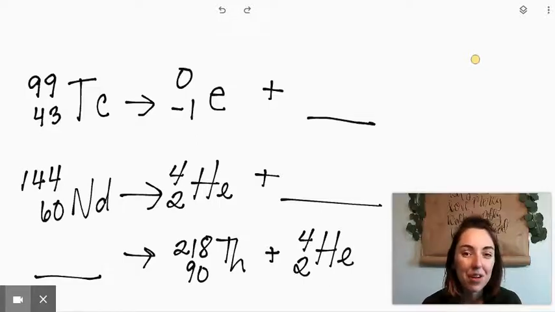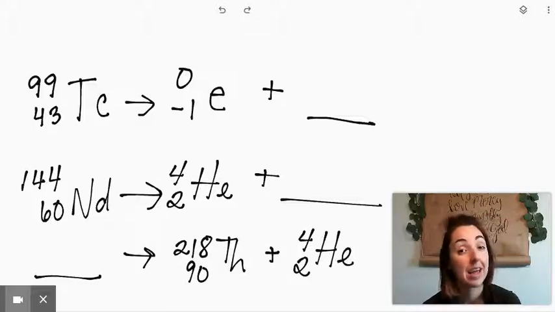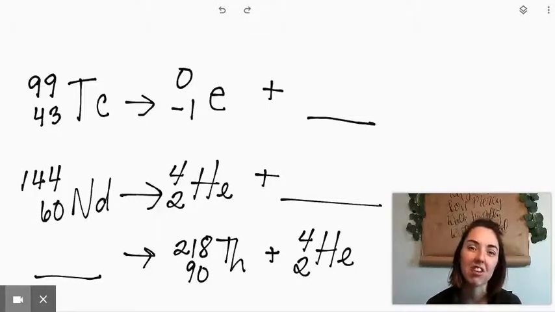Hi all, so we're here talking about target 10.6, which is writing nuclear decay equations. We're going to be looking at both alpha and beta decay and what it looks like when we're trying to find the missing piece in these equations. Luckily, it just comes down to a basic matter of addition and subtraction.